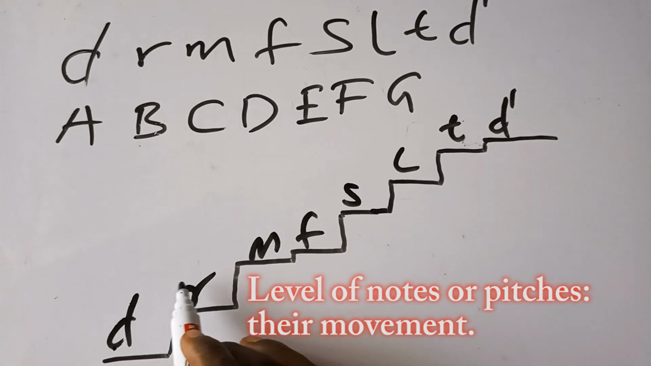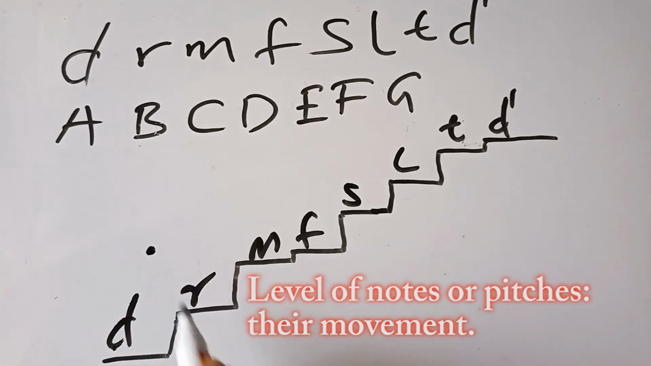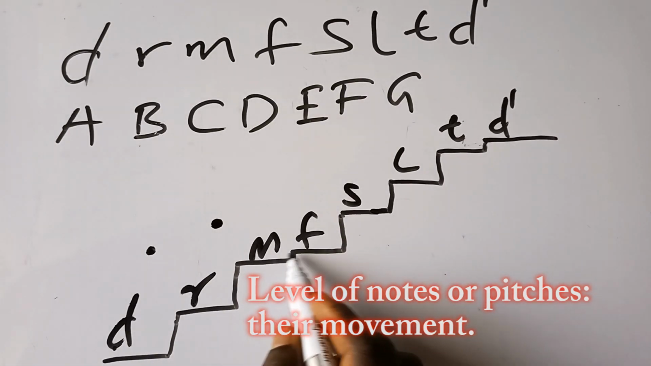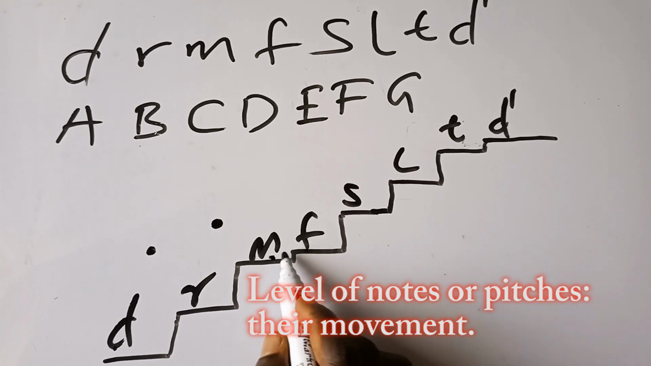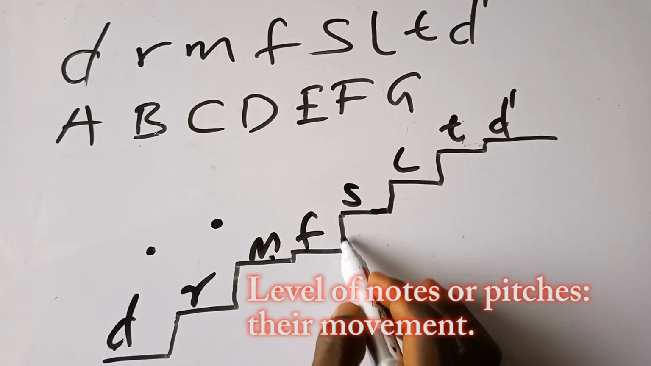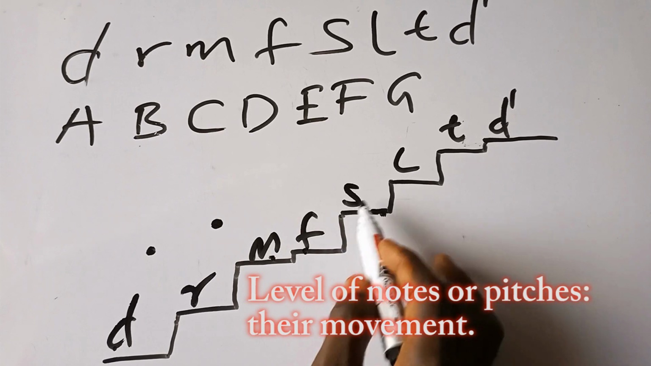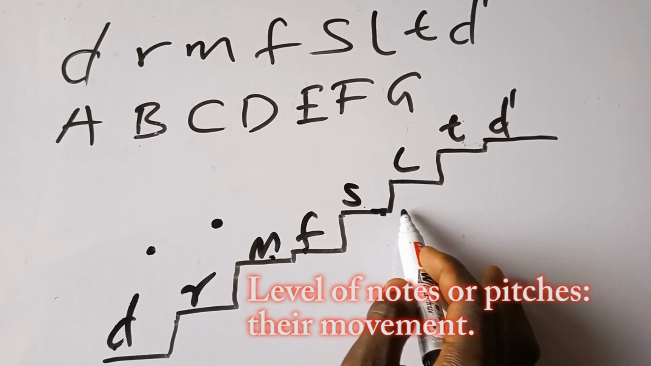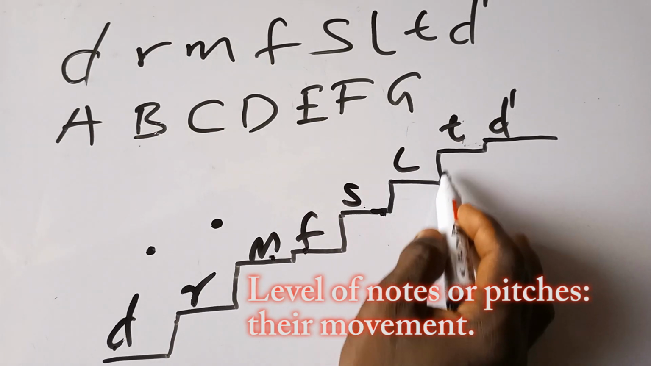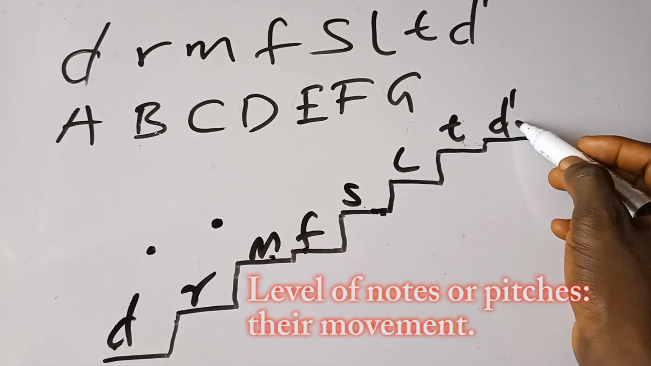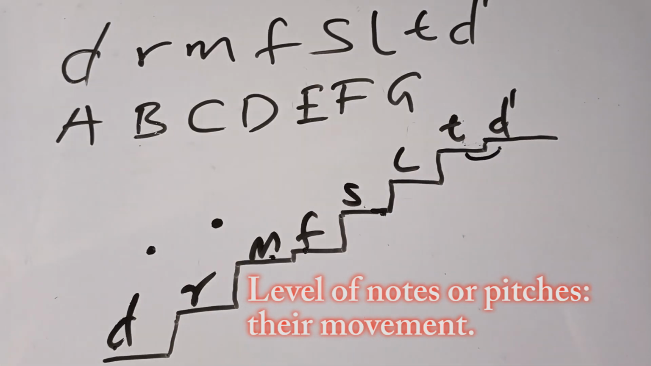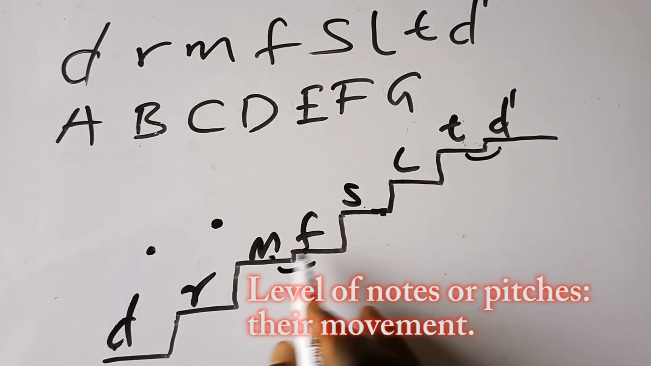Then in between here and here, there is a note or sound. In between mi and fa, there is not much because they are closely related. Mi and fa are just like brother and sister. From fa to so, you see the gap. From so to la, you see the gap. From la to ti, you see the gap. But from ti to do, you see only a little gap. That is why they are like brothers and sisters.